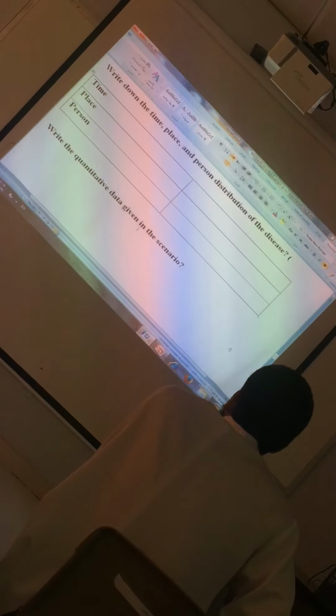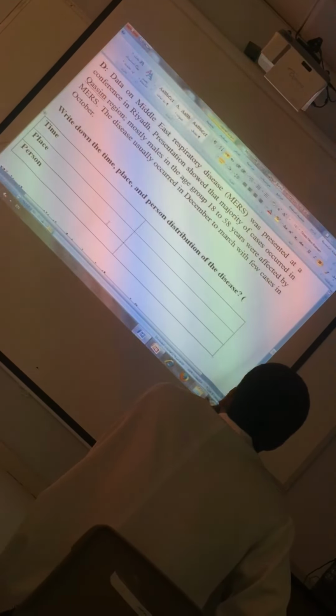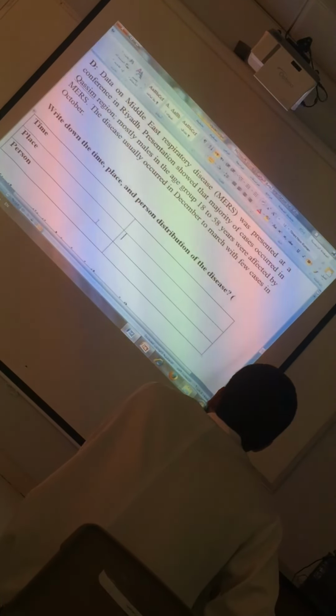Write the quantitative data during the snap. What is the quantitative data here? Quantitative, not qualitative. The age. The age is the only quantitative data. Okay?